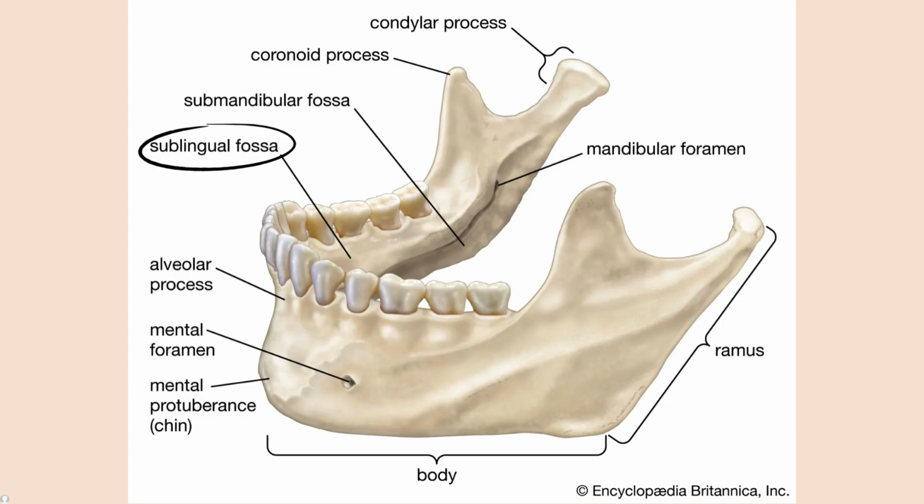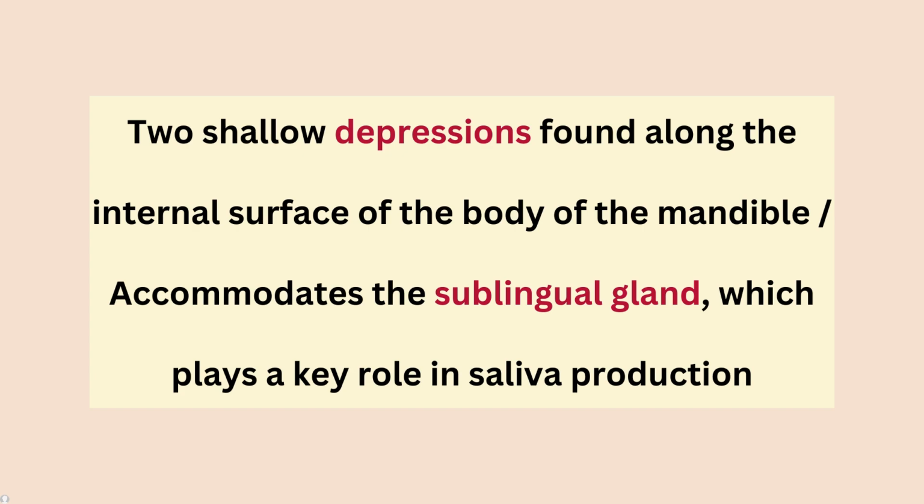Next is the sublingual fossa. Similar to the submandibular fossa, it is also located internally, in other words, on the internal aspect of the mandible. It is two shallow depressions found along the internal surface of the body of the mandible. And as the name suggests, the sublingual fossa accommodates the sublingual gland, which plays a key role in saliva production.